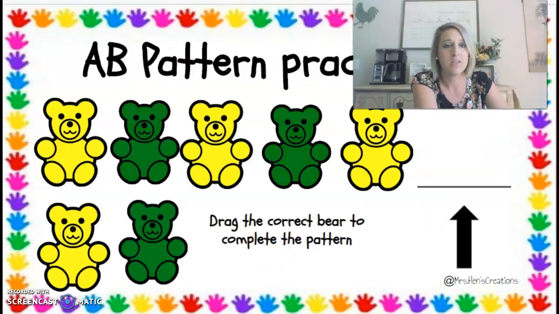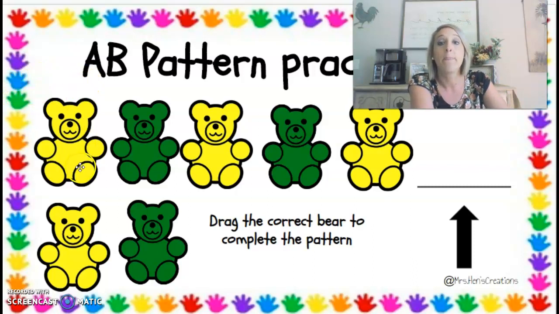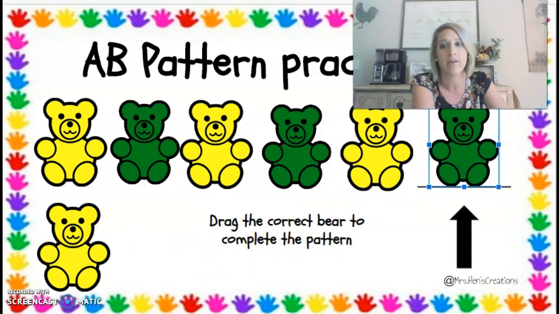Very good. Let's do another one. Alright. So here we have yellow, green, yellow, green, yellow, and we need to find the missing one. Remember, A-B goes first, then the next, first and the next. Just like red, blue, red, blue, red. It can be any colors. So let's finish this one. Yellow, green, yellow, green, yellow, green. Very good. Green. So we're going to put the green one right there to complete our pattern.